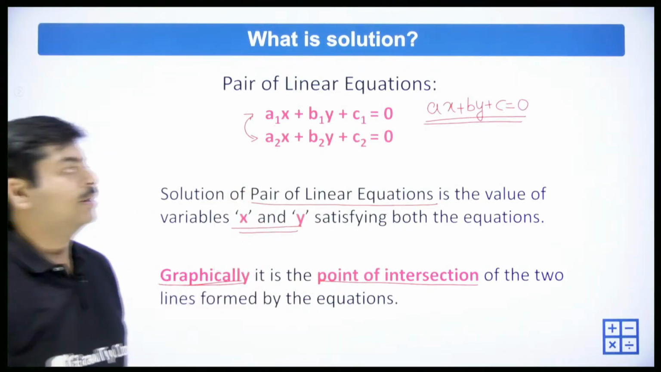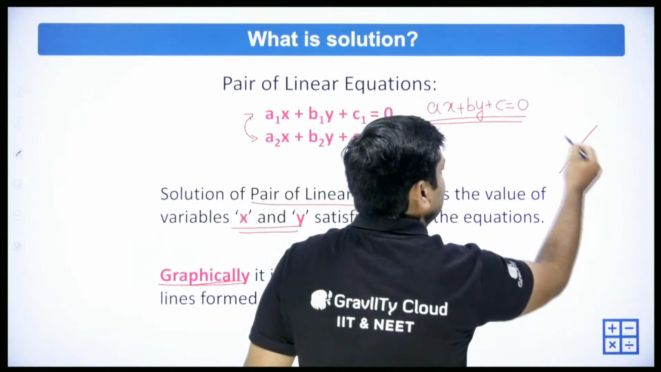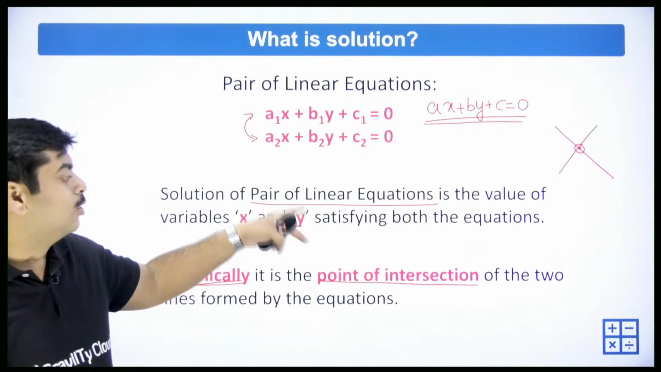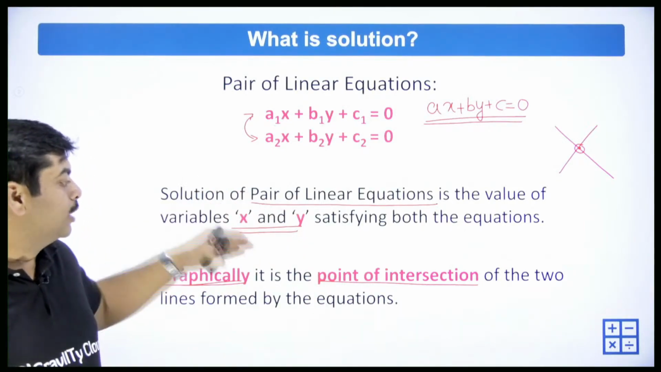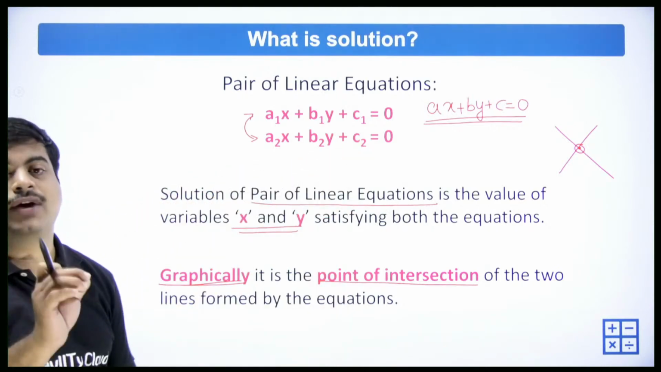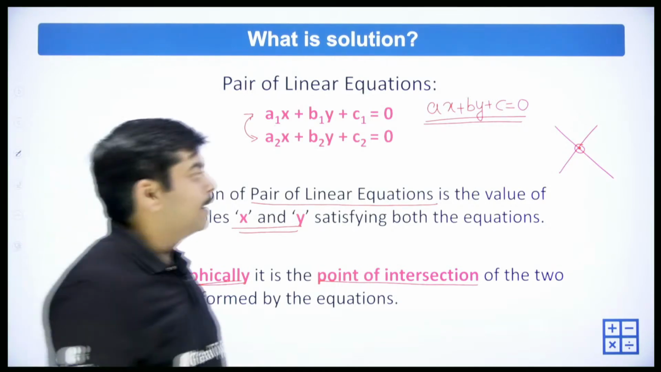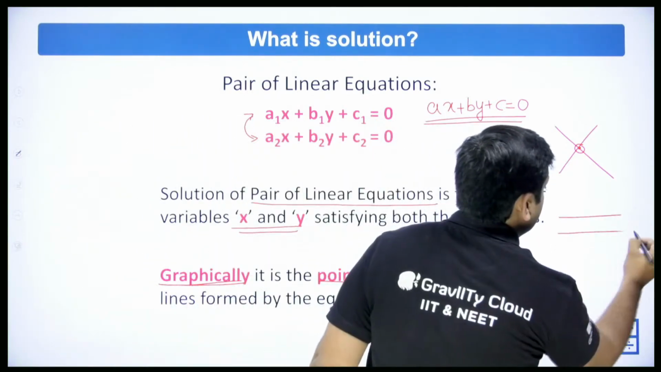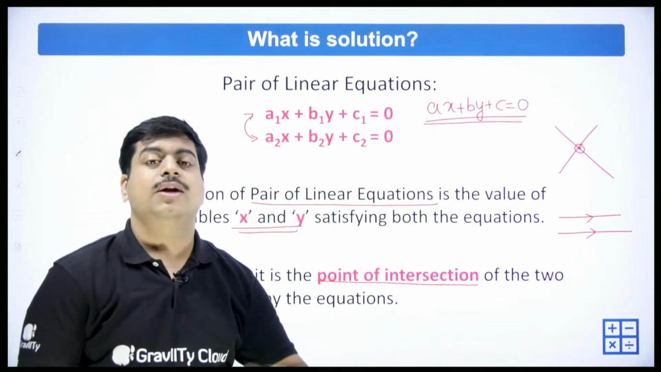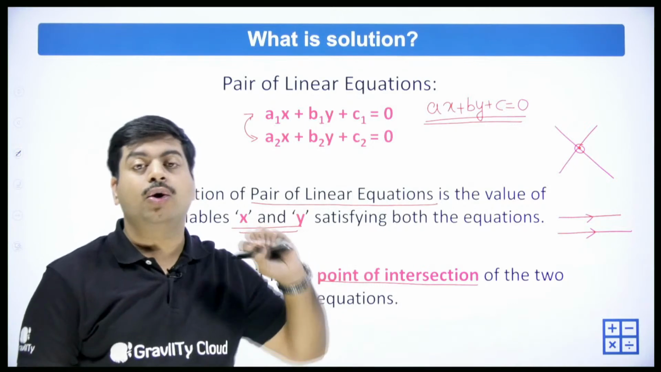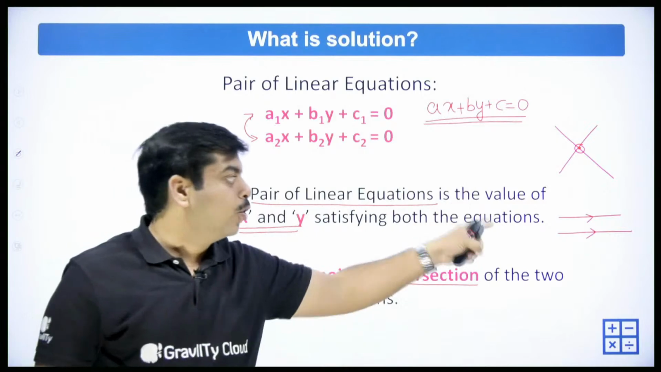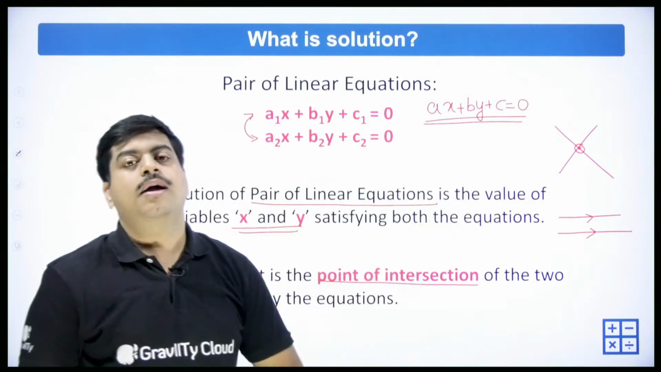When I have intersecting lines, there is a point of intersection, and that represents the solution. That point itself will be the solution which satisfies both the lines. Sometimes the lines may be parallel, which never intersect, and we can say that there is no point of intersection or there is no solution. Here we have one point of intersection, so one solution. Here there are no points of intersection, so no solution, right?